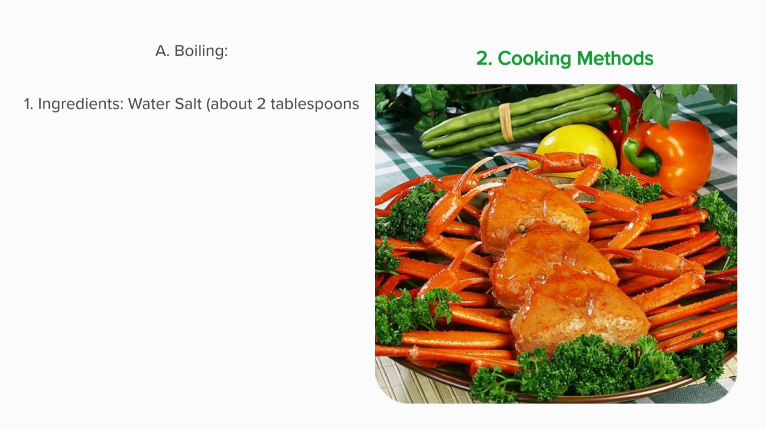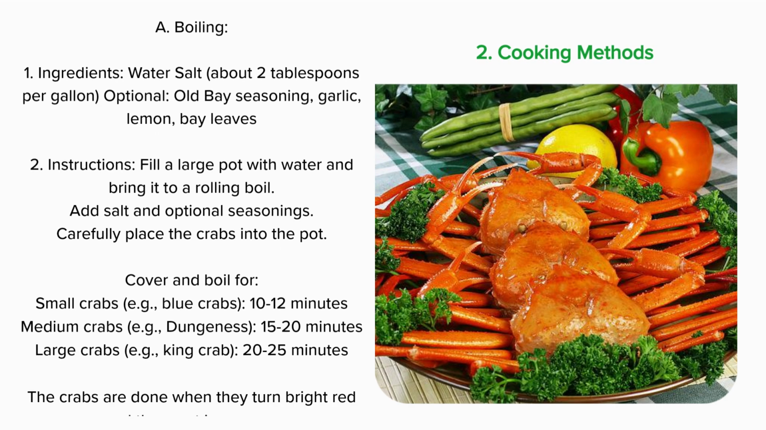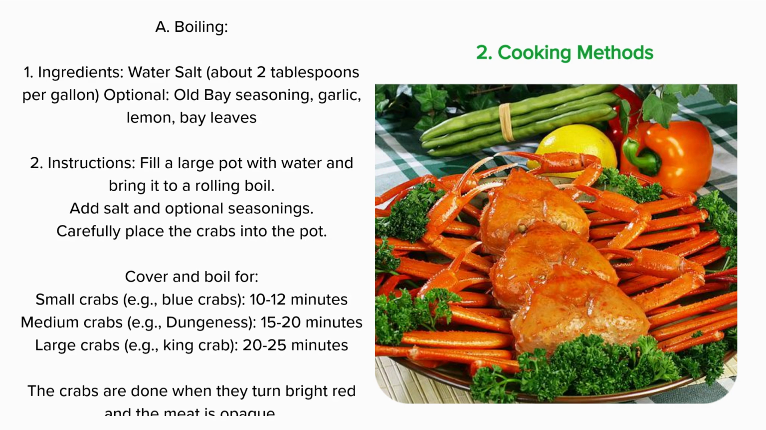Two. Cooking methods. A. Boiling. 1. Ingredients. Water, salt, about 2 tablespoons per gallon. Optional: Old Bay seasoning, garlic, lemon, bay leaves.